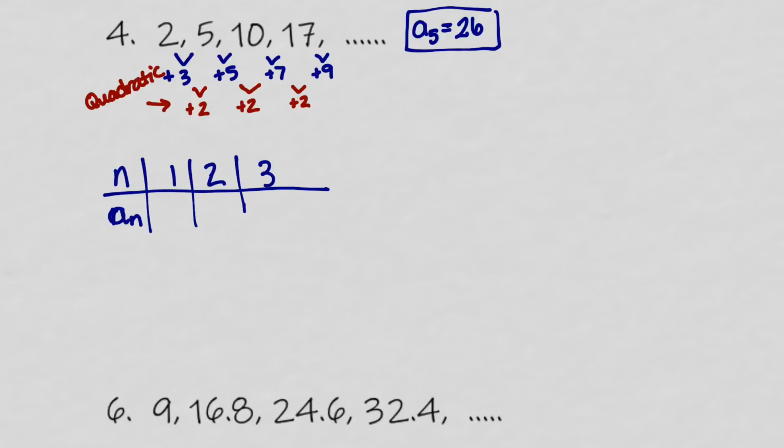3, 4, 2, 5, 10, 17. Okay, so, all right, so we know this is quadratic because of the difference of the differences.